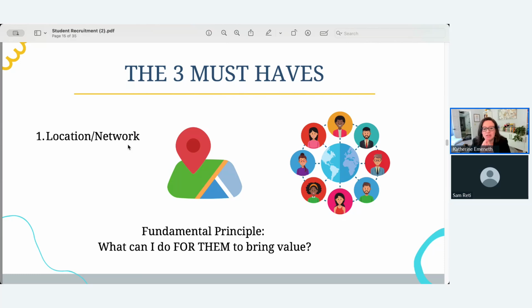So that is something that is incredibly important to remember when you are building your location and you are building your network. It's not all about you. It's all about them. And how can you be more of service to your community instead of them wanting to be in your studio? What can you do for them? That attracts people a lot better.